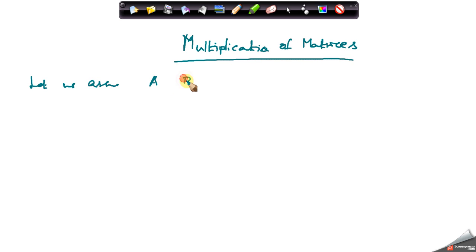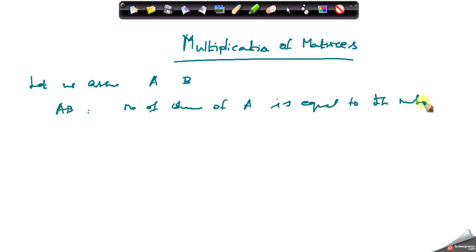A is a matrix and B is a matrix. The product AB is possible only if the number of columns in A is equal to the number of rows of matrix B. I repeat, the product AB is only possible if the number of columns of matrix A is equal to the number of rows of matrix B. Okay, this is the most important stuff we need to have.